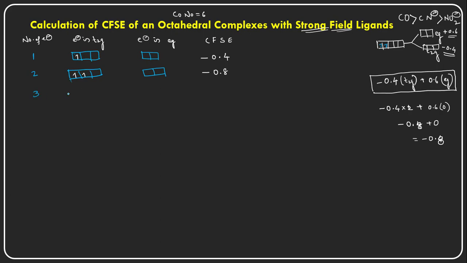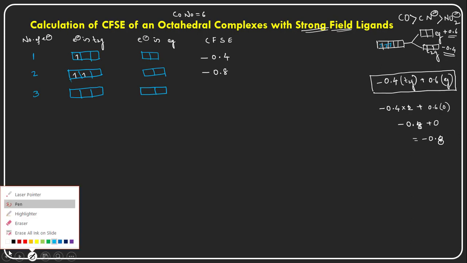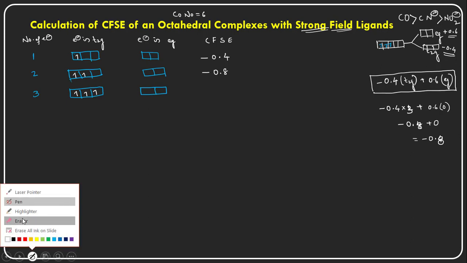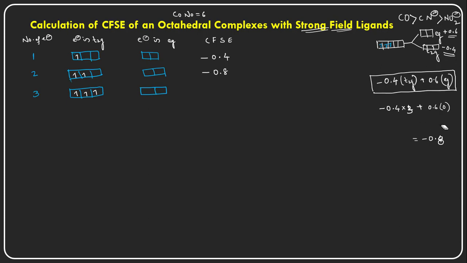And if the number of electrons is 3, where will these 3 electrons enter? First they will enter into the lower energy level only, right? There are two types of orbitals, T2G orbitals and EG orbitals. So 1 electron, 2 electrons, 3 electrons will enter, and now there are 3 unpaired electrons in the T2G orbitals.